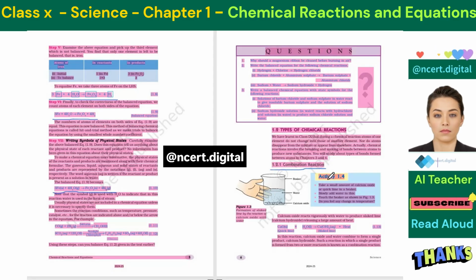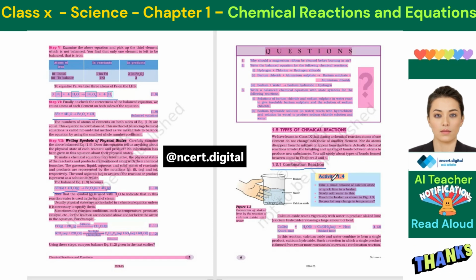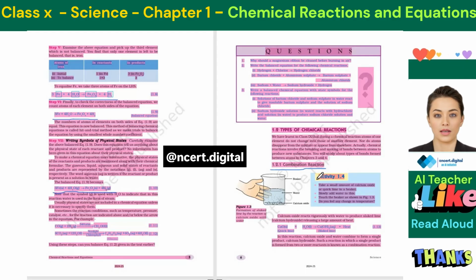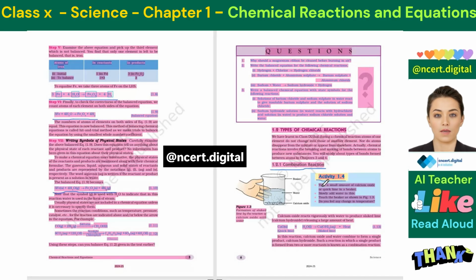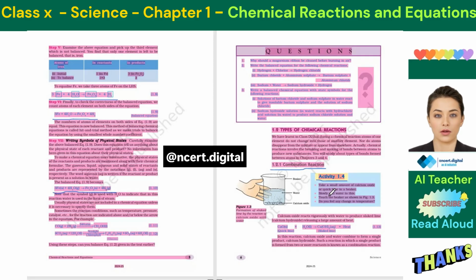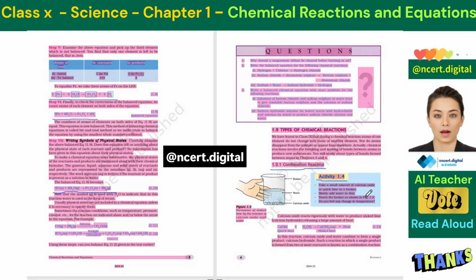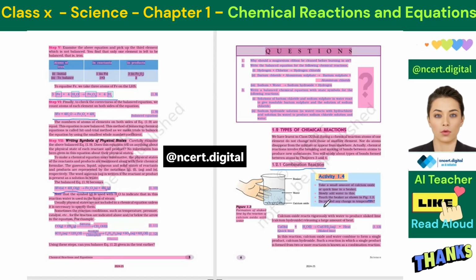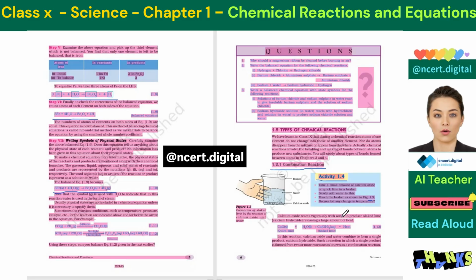1.2.1 Combination reaction. Figure 1.3: Formation of slaked lime by the reaction of calcium oxide with water. Activity 1.4: Take a small amount of calcium oxide or quicklime in a beaker. Slowly add water to this. Touch the beaker as shown in Figure 1.3. Do you feel any change in temperature? Calcium oxide reacts vigorously with water to produce slaked lime, calcium hydroxide, releasing a large amount of heat.